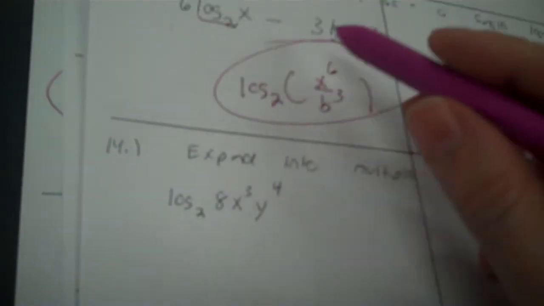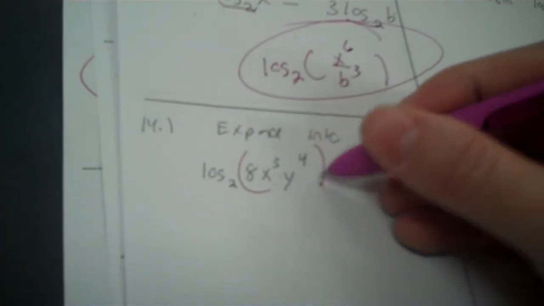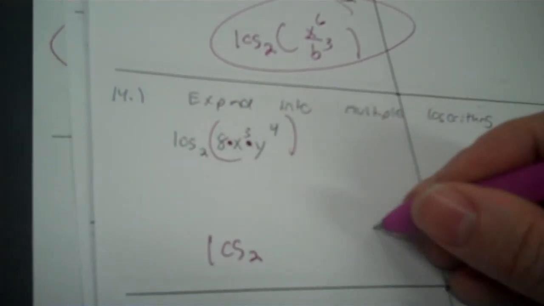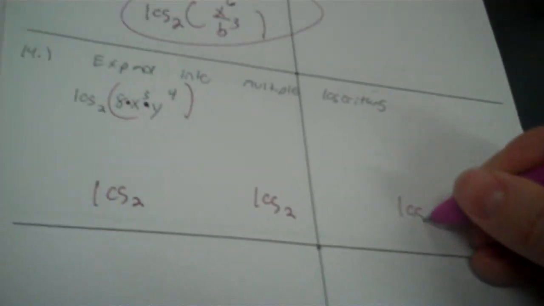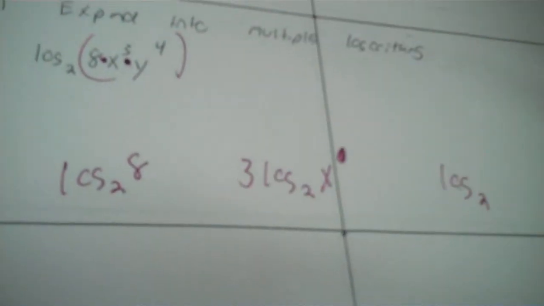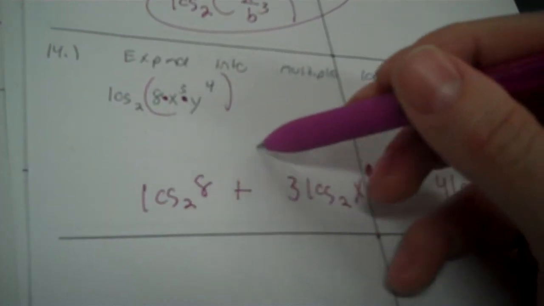Now you're going the other direction here. You need to expand this into multiple logarithms. First off, count how many factors you have. That tells you how many logarithms. You need 3. So 8, x to the third, but then either cross out or erase the third and it goes to the front. Okay? Same thing with the y to the fourth. Now multiplication means adding. Okay. And there we have it.